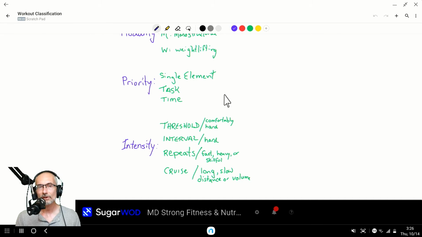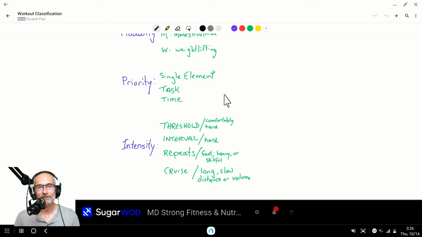A threshold workout is designed to build and improve our lactic threshold. And this would be characterized as a workout that is comfortably hard. The next intensity level is interval. Intervals are intended to be hard. They tend to develop the VO2 max. And for that reason, during the work interval, we want to work at maximum oxygen uptake, VO2 max.